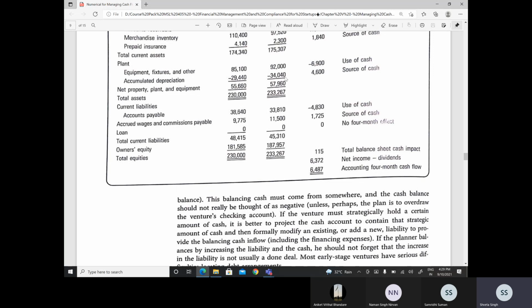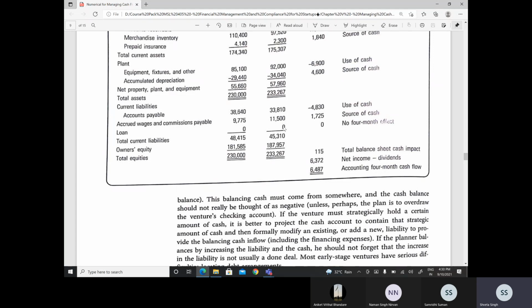That money is lying with us. Then when we look at current liabilities, we see that the accounts payable have actually reduced. So this means that we have used up cash, we have paid off. So this is minus 4830. The accrued wages and commissions payables have increased. So this is a source of cash of 1725.